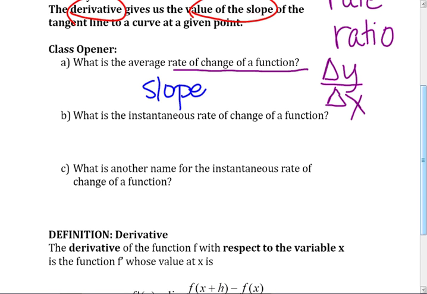Now, your instantaneous rate of change is at an instant.